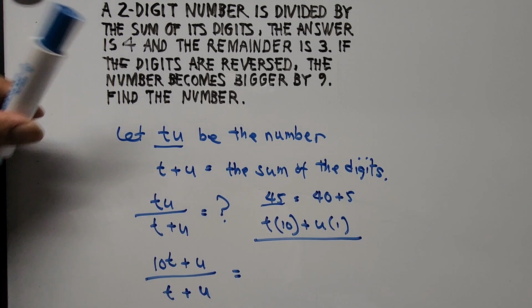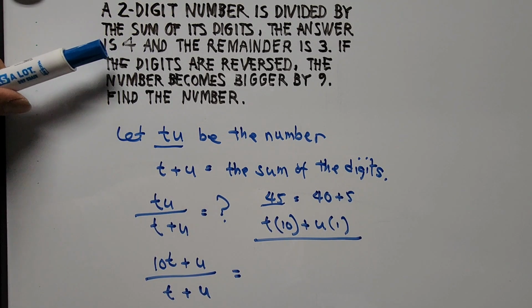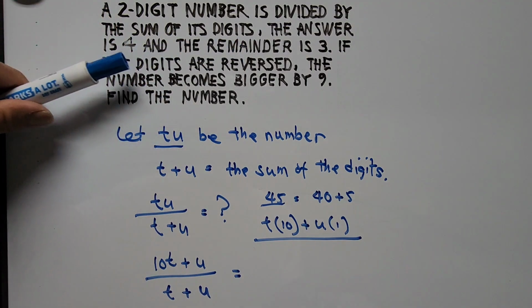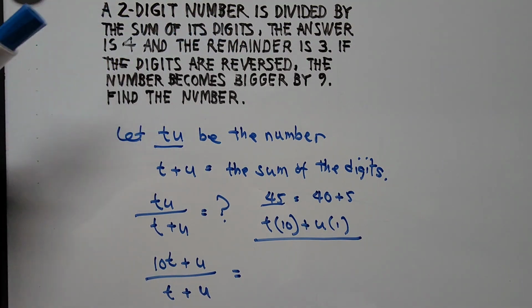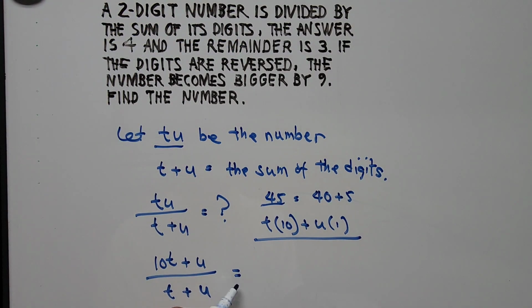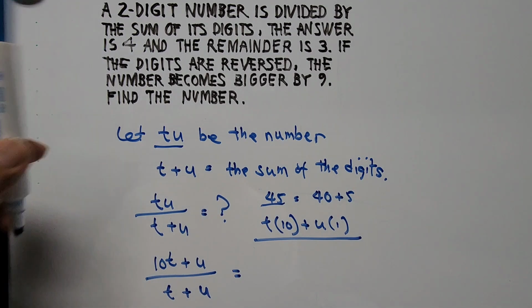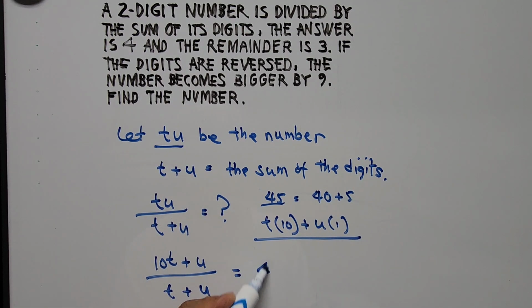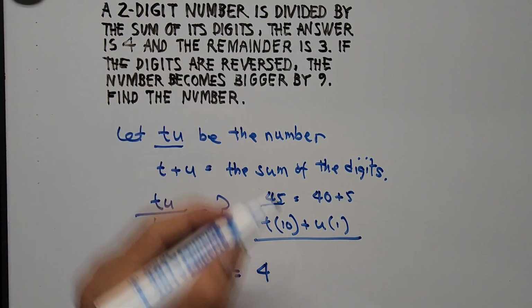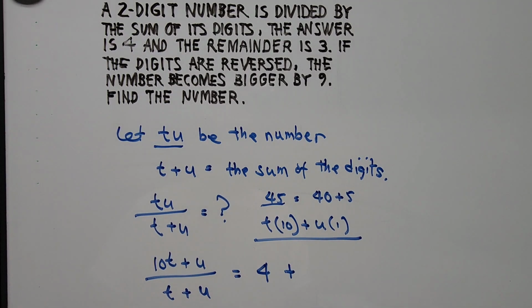Equals, it says here, the answer is 4 and the remainder is 3. So the answer means equals sign, right? The answer is 4, so we write 4. And the remainder is 3. How do we write that? Remainder 3 right there.